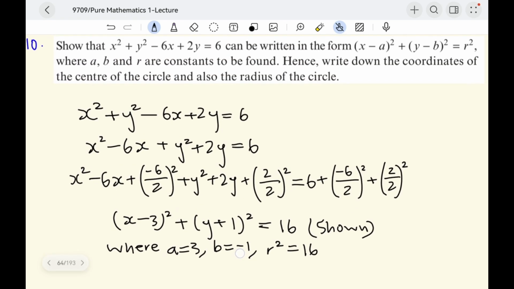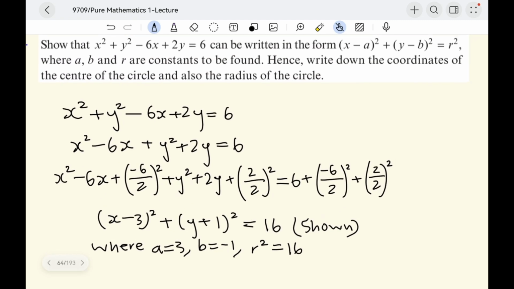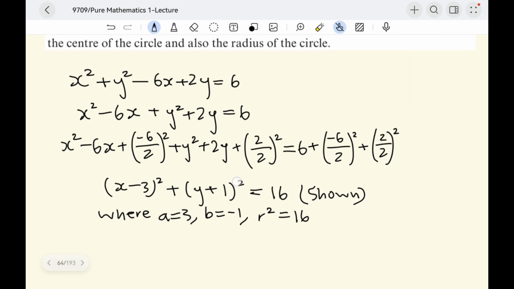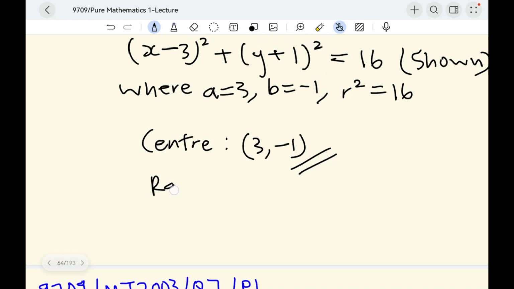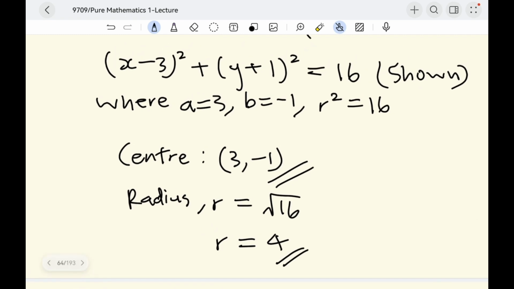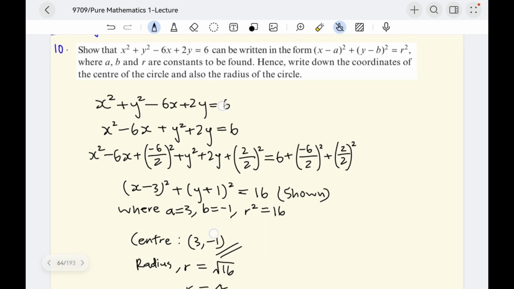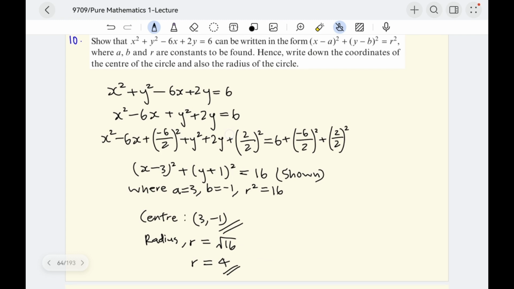Okay, hence write down the coordinates of the center of the circle and also the radius of the circle. Okay, it should be easier. So given that you have 3 and negative 1, therefore the center of the circle is (3, negative 1), that's all. And the radius is just the square root of 16. I get 4. Okay, why is it not negative 4? Because the radius is always positive. Okay, so yeah, that's the end of the discussion for this question.